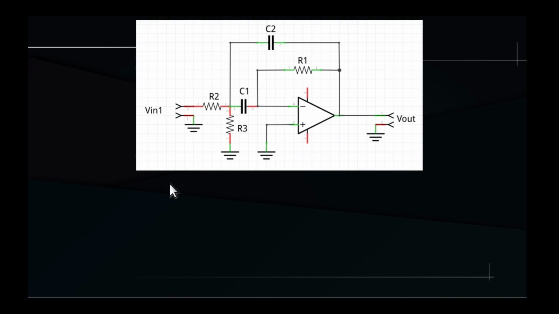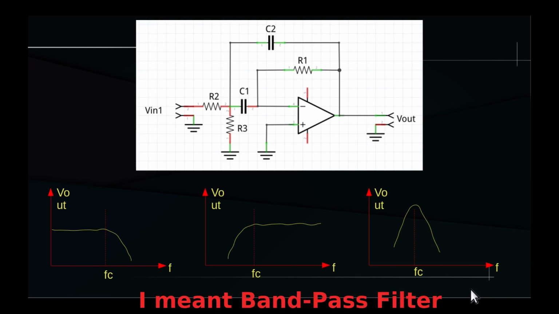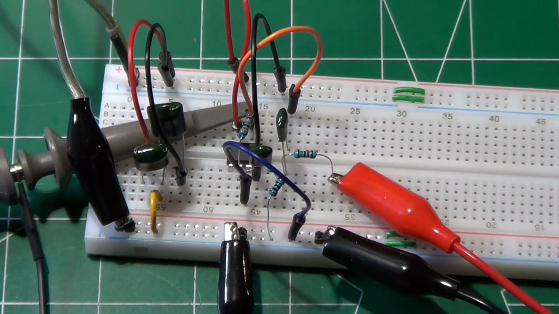And in fact, if we merge the diagrams of the low-pass and high-pass filters, we obtain something like this. And this resembles the diagram of a circuit which gives precedence to a specific frequency and attenuates everything else. This is why this is called a passband filter. Let's examine it in the lab.